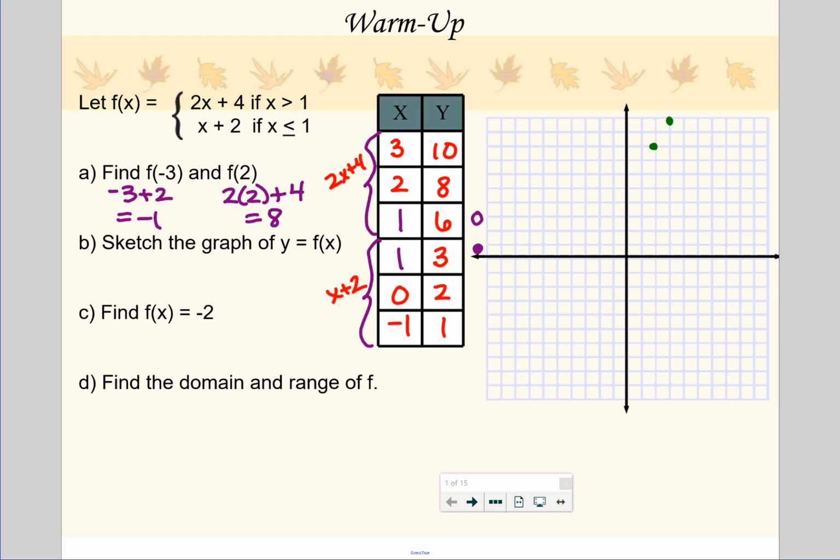2, 8. 1, 6. And 1, 6 is an open circle. And that piece is all numbers greater than 1. So that line is going to go forever to the right if it's greater than. Less than 1, 3 is a solid dot. 0, 2, -1, 1. And that equation was less than 1. So it will go forever to the left. And that's what your equation should look like graphed.